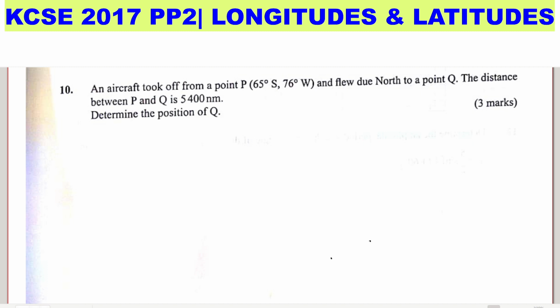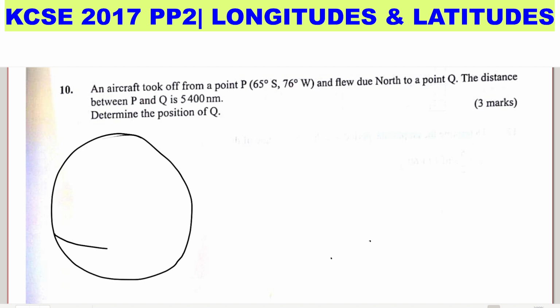Now begin by sketching the position of P. So let me draw just a rough sketch. This is 65 degrees south and 76 degrees west. So this is the longitude, 76 degrees west. So the position P is there.